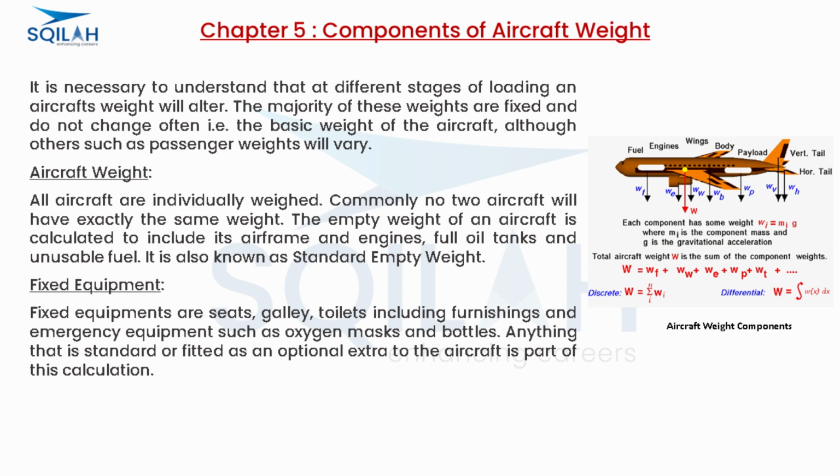Fixed equipment. Fixed equipment includes seats, galley, toilets including furnishings, and emergency equipment such as oxygen masks and bottles. Anything that is standard or fitted as an optional extra to the aircraft is part of this calculation.